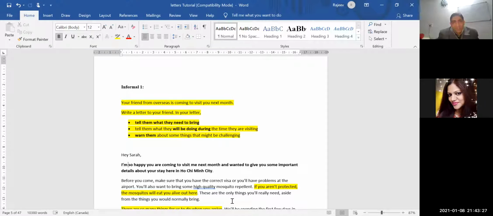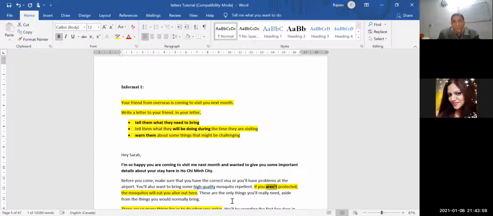I'm so happy you are coming to visit me next month. So you can always add one or two lines here as we were discussing. Hope this letter finds you in the best of your mood and health. I'm so happy, and then you can start it. So that is very much possible. But the tone, another important thing that I would like you to focus on is contractions. If you aren't protected, can you see this? So these add a little bit of informality to your writing.